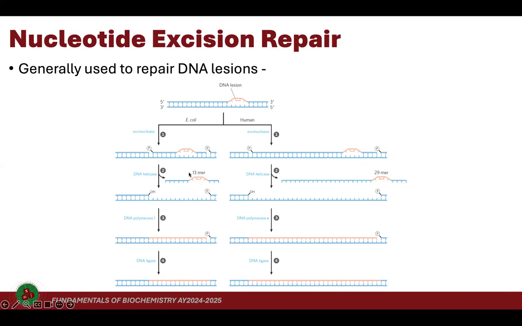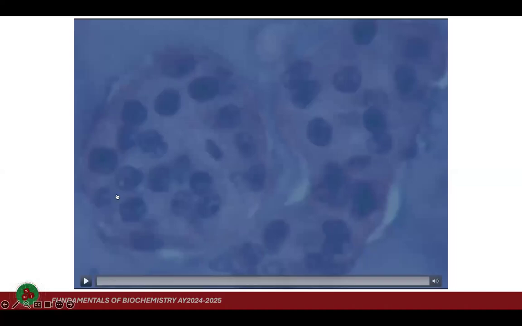In the case of E. coli, it's up to 13 nucleotides. But it's the same. You have the counterpart of DNA polymerase 1 in humans or in eukaryotes doing its thing, and then DNA ligase fixing the nick. So here is an animation of nucleotide excision repair.